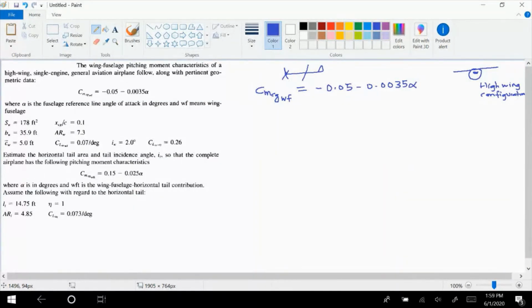So the combined contribution of wing and fuselage is described by this equation. That is what it means. Okay.